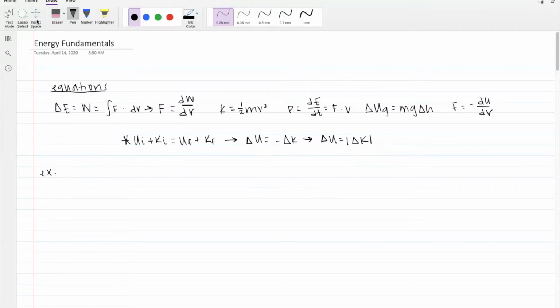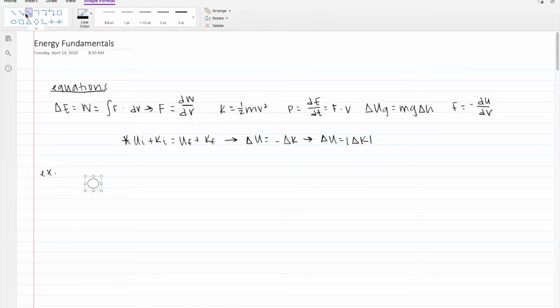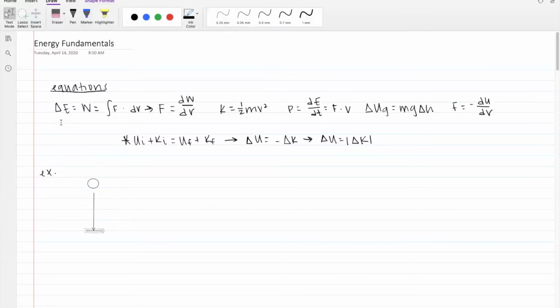So let's say that you have a ball and you drop it and it hits the ground. And let's say that this was at a height of 80 meters. And this mass is 2 kilograms. What is the speed of the ball by the time that it hits the ground?